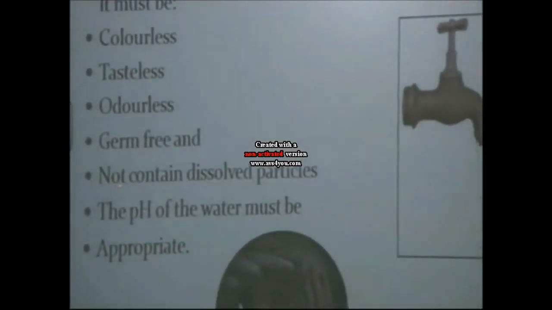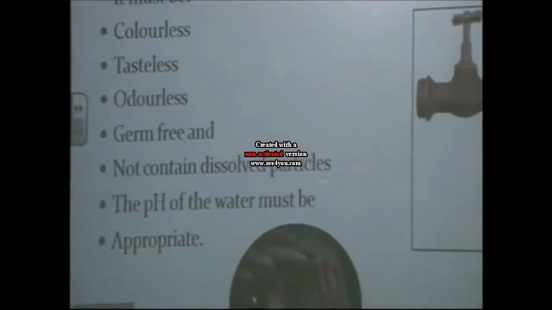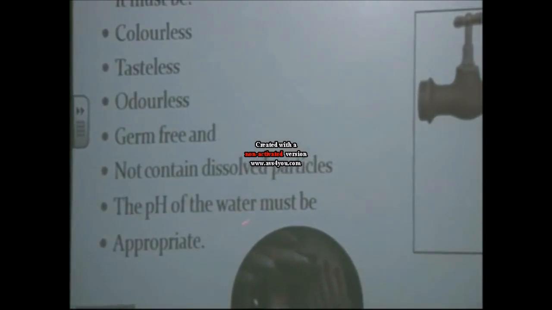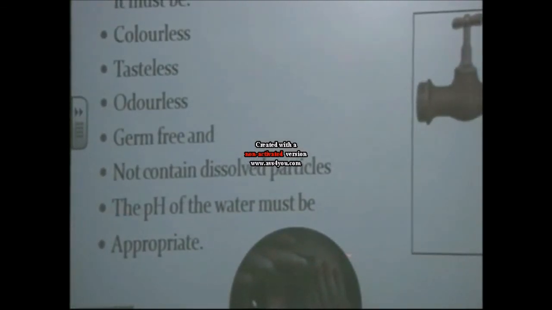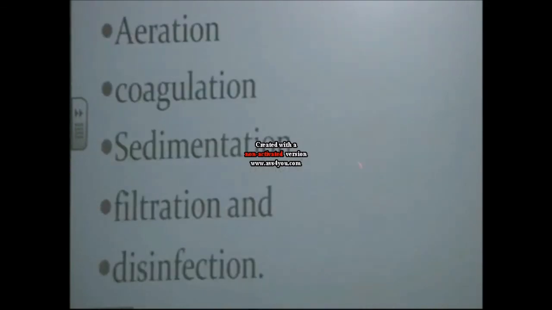Then, the water must not contain solid particles. And the pH of the water must be appropriate. If the pH of the water is too high, you have stomach disorder. If the pH is too low, you have stomach disorder. Normally, the pH of water must range between 7 and 8.2 before it can be safe for drinking.